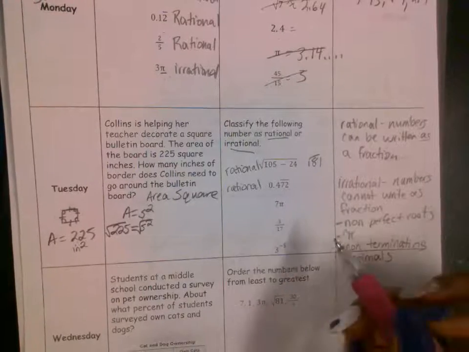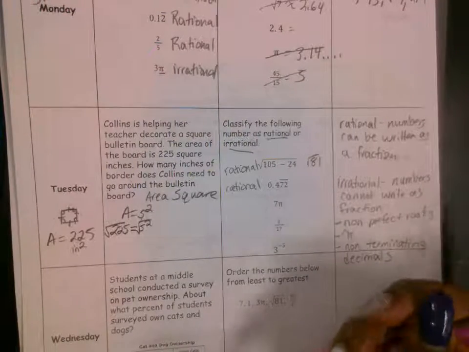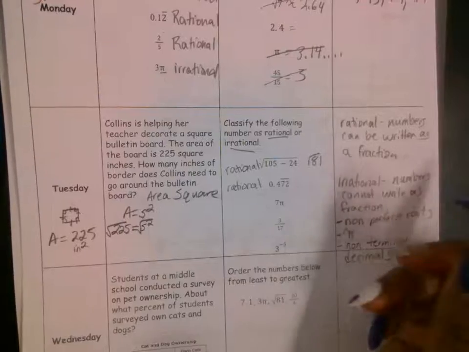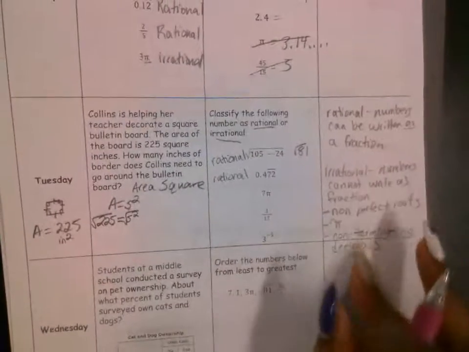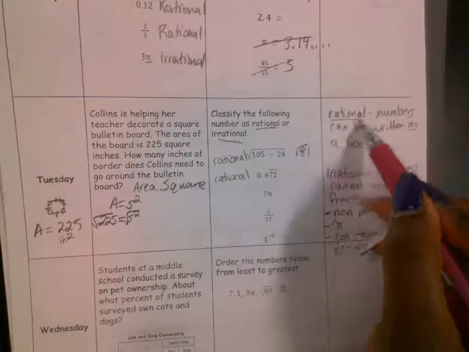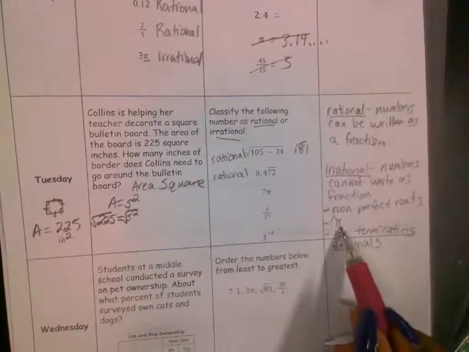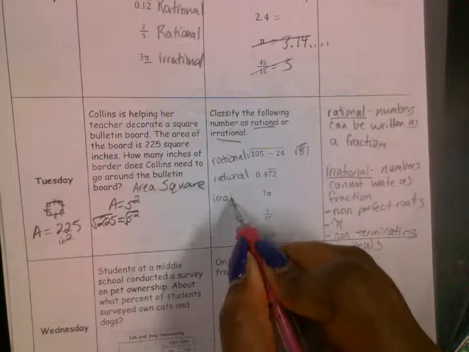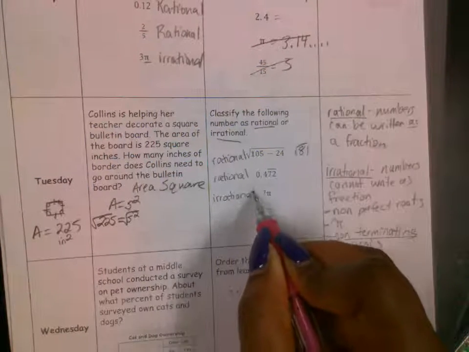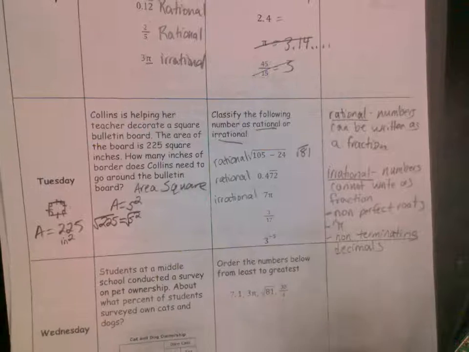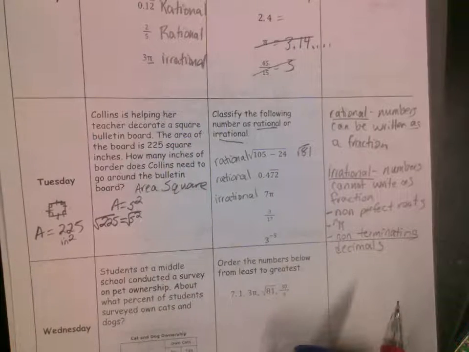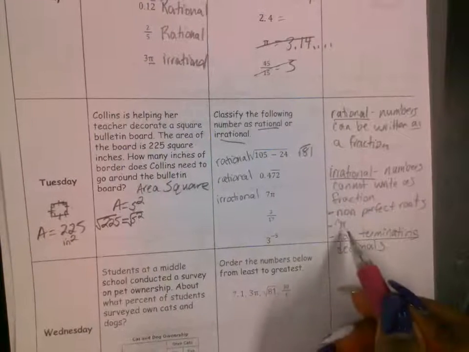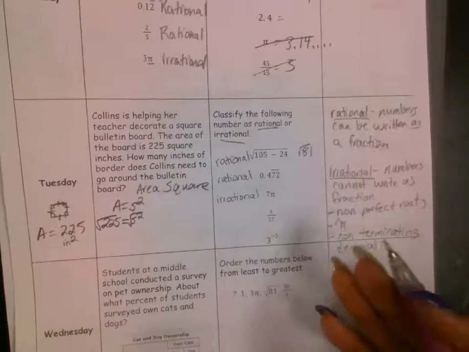What about the next one? Is that rational or irrational? Read your notes. It's irrational. Okay. Pi, you see right here, it's irrational. So it's not rational. You cannot write pi as a true fraction. Okay. You can estimate it to be a fraction, but it's not going to equal pi. It'll be just a rounded fraction.